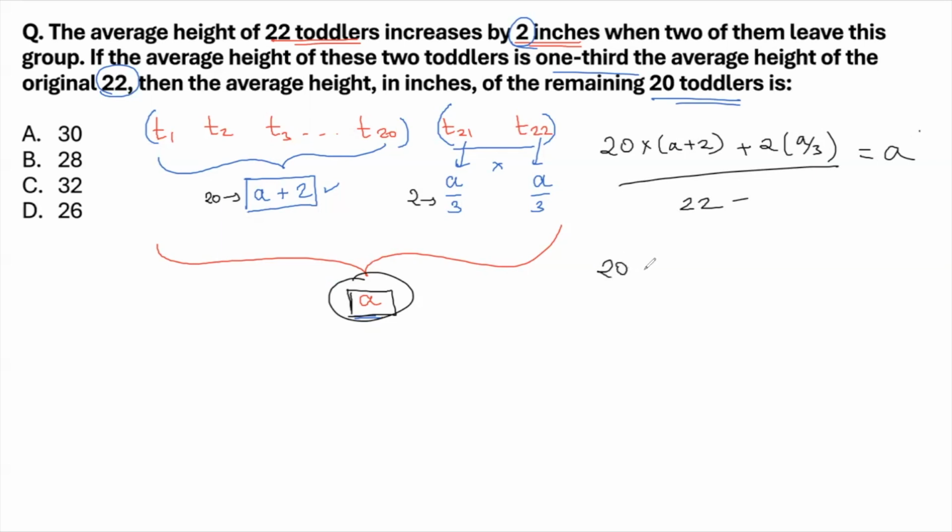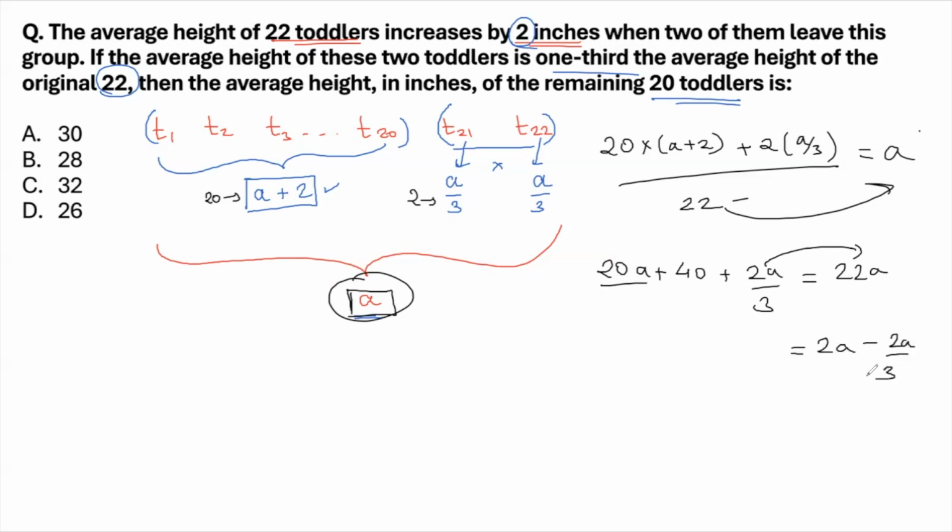We will get 20A plus 40 plus 2A by 3 equal to 22 getting multiplied by A on the right hand side. Let's take 20A and also 2A by 3 to the right hand side. So 22 minus 20 will be 2A, and then again 2A by 3 goes to the right, so 2A minus 2A by 3 should be equal to 40. This basically gives me 4A by 3. We will have 3 multiplied above and below: 6A minus 2A is 4A upon 3 equal to 40. And thereby we will get A is equal to 4 cancel 10, 10 into 3 is 30.